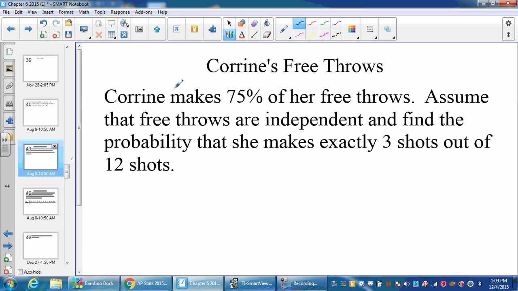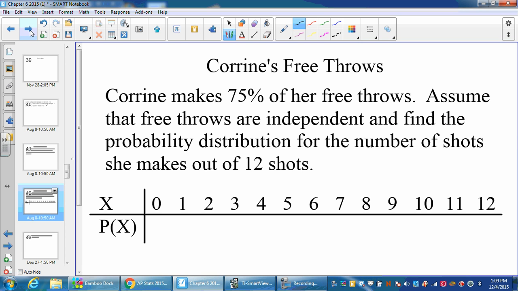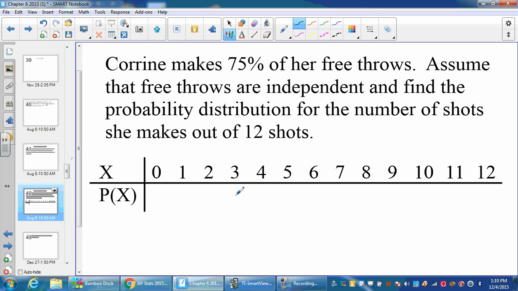So let's say Kareen makes 75% of her free throws, and assume that they're independent. Let's find the probability that she makes exactly 3 out of those 12 shots. Now, we could set up a table like this to find that. To do 3 out of the 12 shots, we could do 12 choose 3, or AP usually writes it like 12, 3.